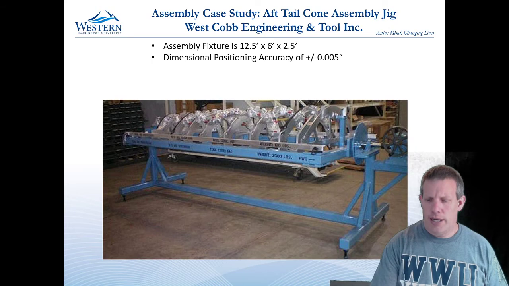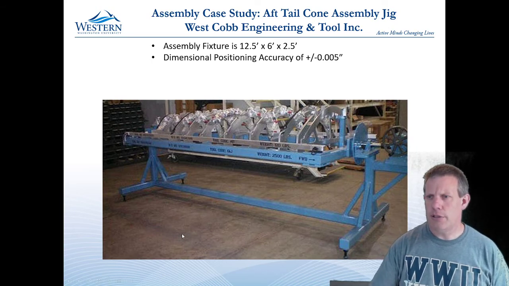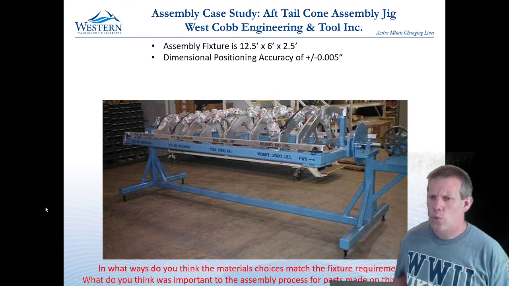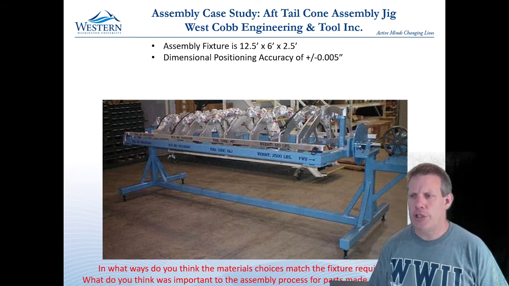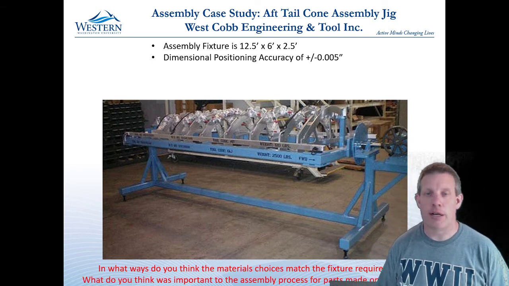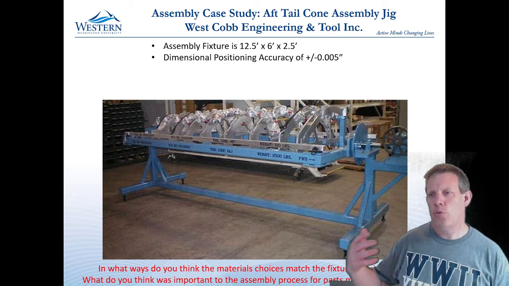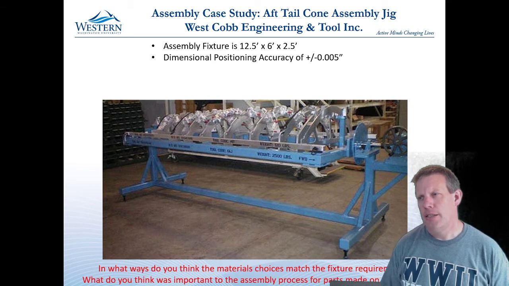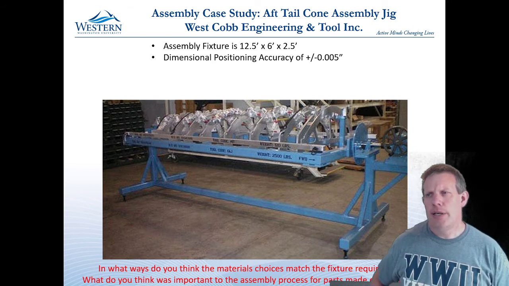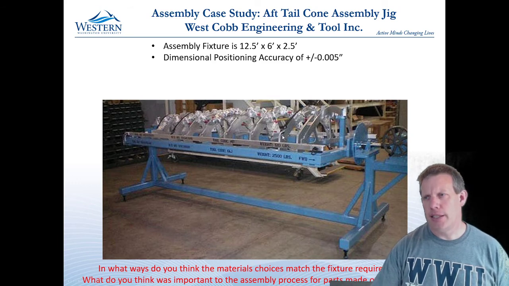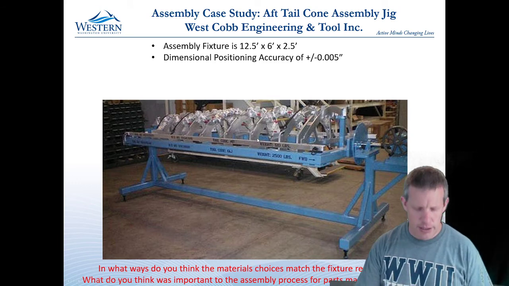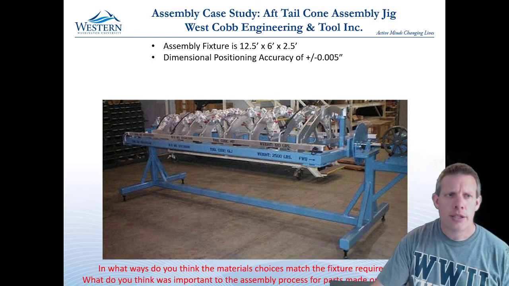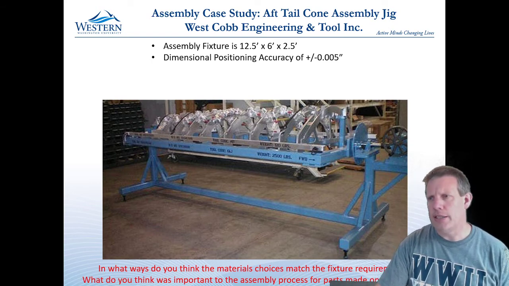And so I would ask with this one, similar to the last, what ways do you think the material choices match the fixture requirements here? So what can we tell about this fixture by what we have here? Well, some things that I think we would see is it appears that this is made of aluminum, at least by color. It looks like aluminum. So there was some effort to make this light.